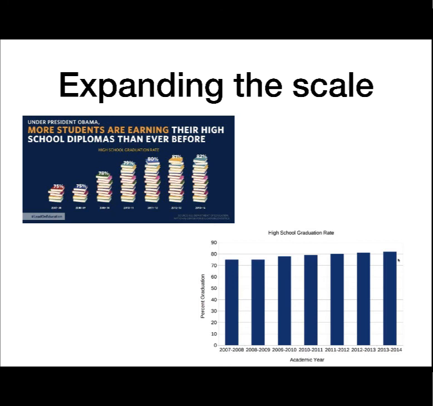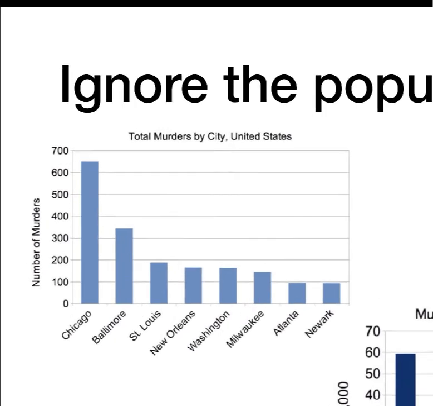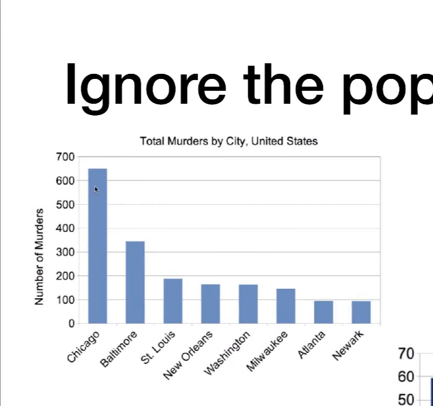Another thing that you can do is ignore the population size. Here's a graph of some cities in the United States and the total murders by city. And you'll see that Chicago, there's way more murders. There's 650 murders, which is a horrible statistic. And no other city comes close. The closest one is Baltimore, and it's less than half what's in Chicago. But this is graphing the total number of murders, not taking into account population size.